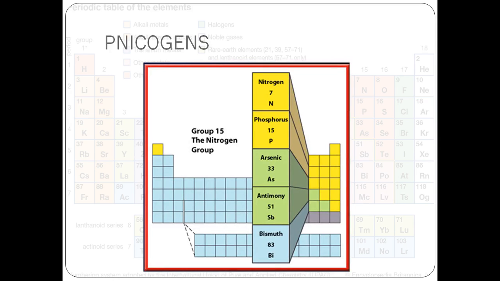These are the group 15 elements: nitrogen, phosphorus, arsenic, antimony and bismuth. These are also called pnictogens. It is a German word which means choke. Nitrogen, in the absence of oxygen, chokes human beings. That's why these are called pnictogens.